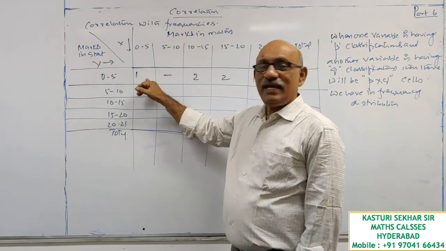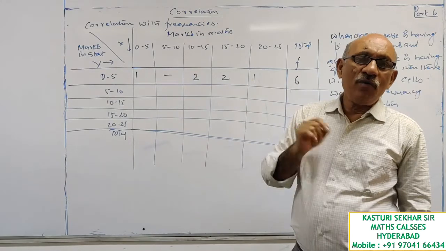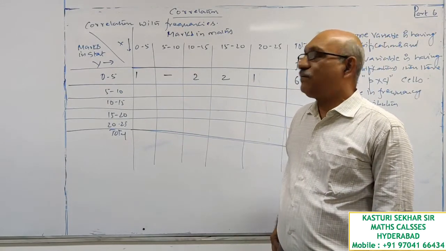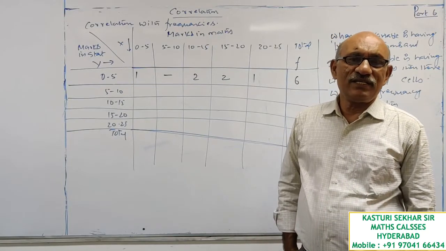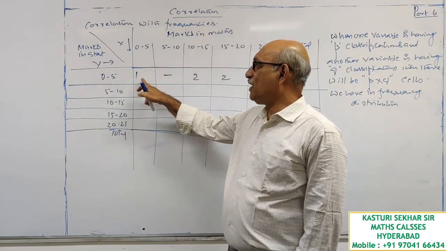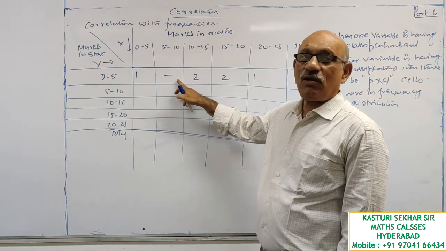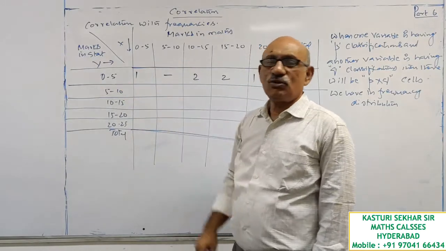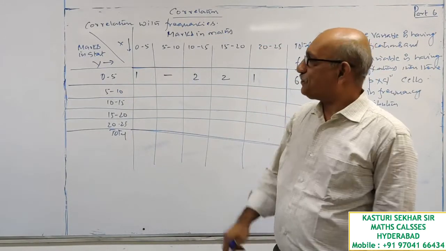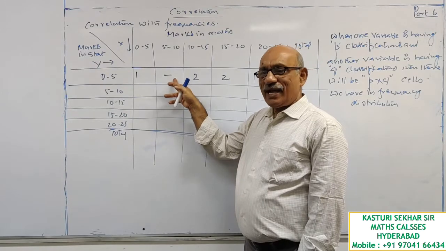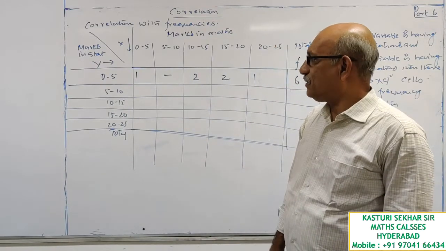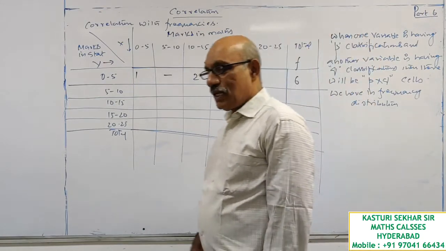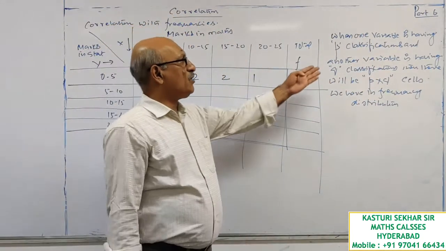When I am writing 1 here, what it will represent is how many students are there in the class whose score in mathematics is 0 to 5 and whose score in statistics is 0 to 5. There is only one student. There is no student at all in the class whose score in mathematics is 5 to 10 and whose score in statistics is 0 to 5. When you are putting a dash, it means there is no student in the class. This way the cell frequencies can be filled. This is the first point which you have to remember.